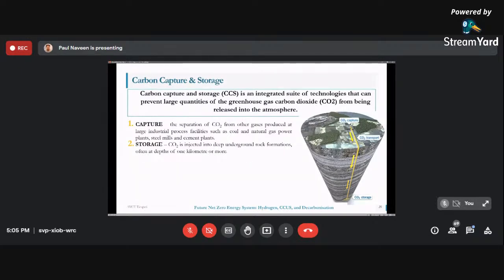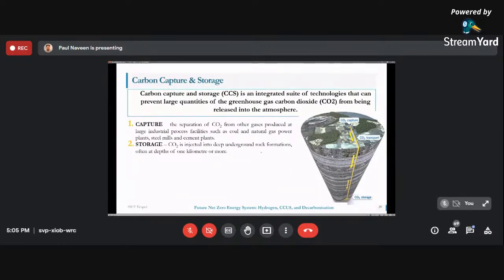That is what we can see on the right side: with the carbon dioxide, we are not only capturing it, we are also transporting it into the deep subsurface beneath the surface of the earth. So this carbon capture and storage technology is an integrated suite of technologies that can prevent a large quantity of the greenhouse gas carbon dioxide from being released into the atmosphere. Capture involves the separation of carbon dioxide from other gases, and it is usually adopted at industrial scale, like at cement plants, thermal power plants, or various other industries.